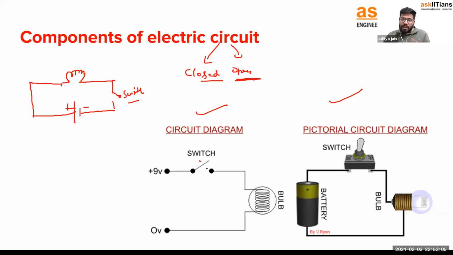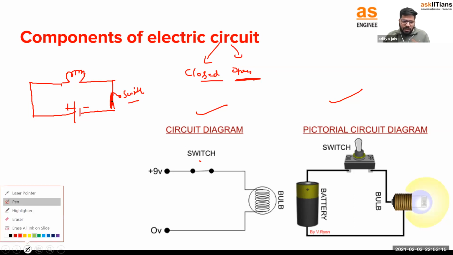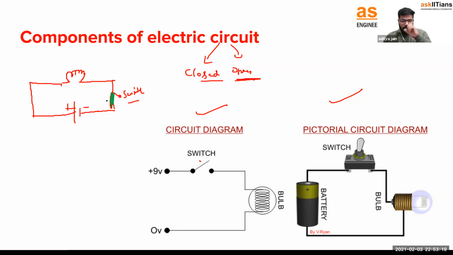And when this switch is closed, just like this, you can see the circuit has been completed. This is the closed condition. In the closed condition, current has got the closed path to flow. So whenever the switch is open, current will not flow, no current. And whenever the circuit is closed, or the switch is closed, current will flow. This thing is clear.